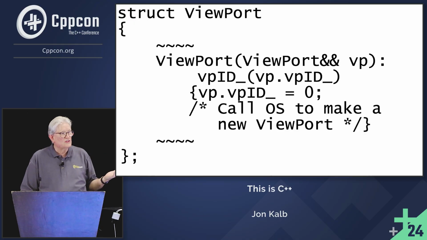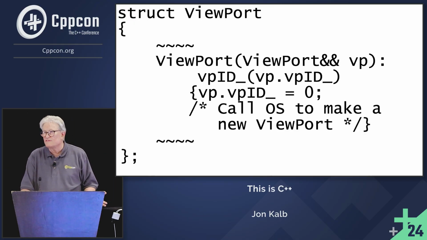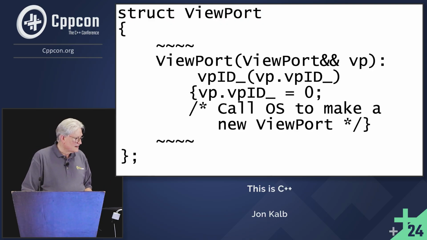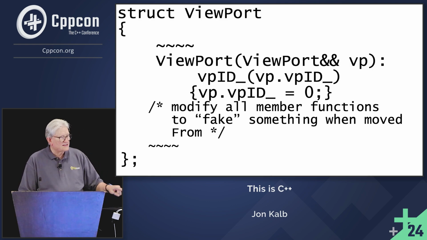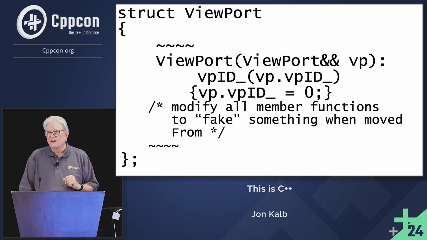It's very expensive. The whole point of moves was to avoid doing this kind of expensive stuff. So that's not great. There is another thing we could do. How about this? We could modify all the member functions to fake something when moved from, right? It doesn't really have an object, but you can call it and say, well, what are your dimensions? And maybe it always returns 0. Well, what's the color? The background color? Well, the background color is black. We could lie in a bunch of things.